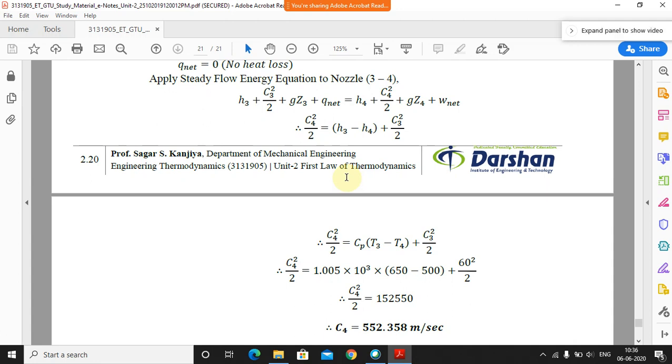What is the final answer? If you rearrange the terms, you will get the same thing. Yeah, this one.